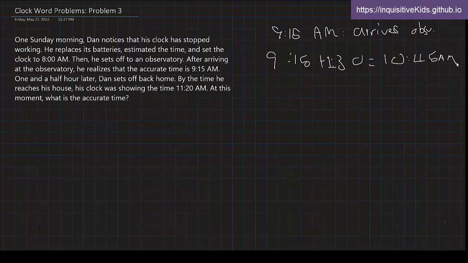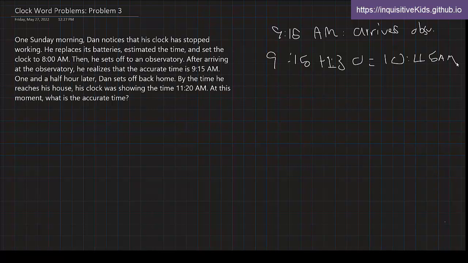So by the time he reaches his house, the clock is showing the time 11:20. Now, is 11:20 the actual time? It's not, because we know that it was his clock that showed it. And remember, his clock was estimated and it's not accurate. So at this moment, what is the actual accurate time? So when we talk about delayed clocks like this, we need to know that even though we're not given the accurate time moments, the difference in time is always the same.